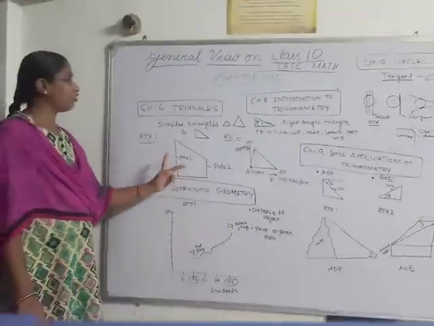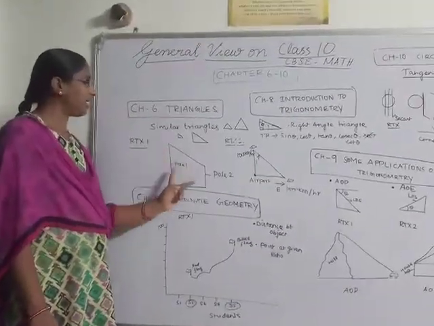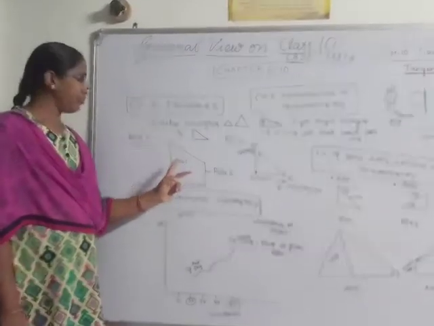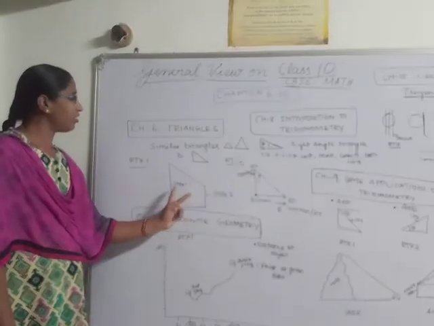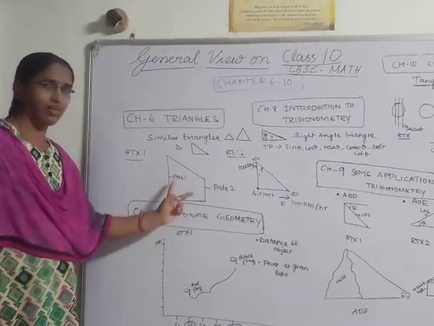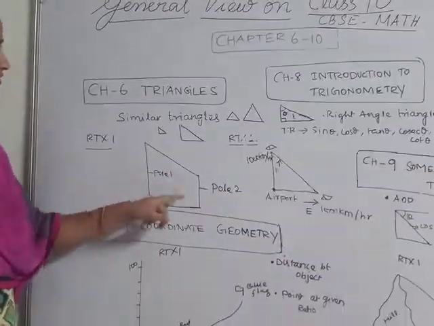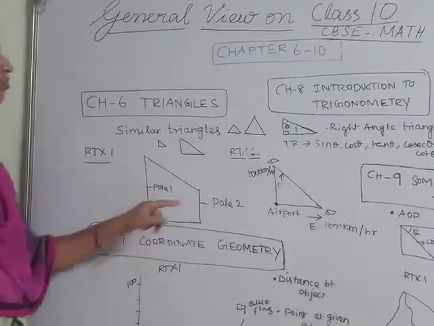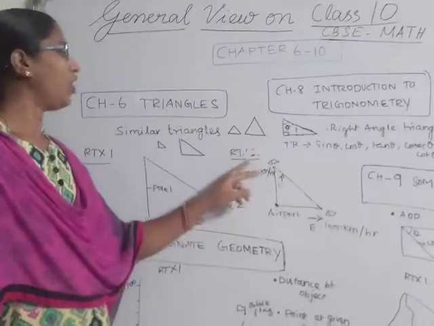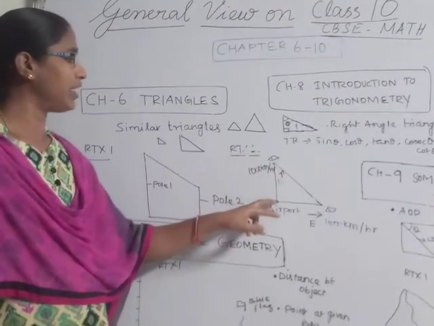So you have two poles of different heights. If you know the height of the poles, and the height is different, then if you want to find the distance between the poles, you can find it by using the Pythagoras theorem. Otherwise, one more example, RTX2, that is, this is the airport.